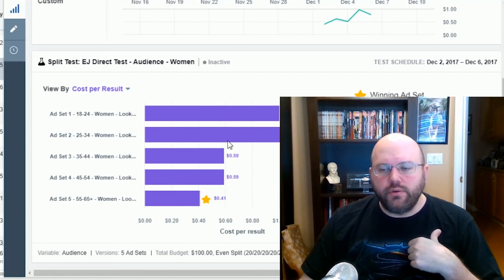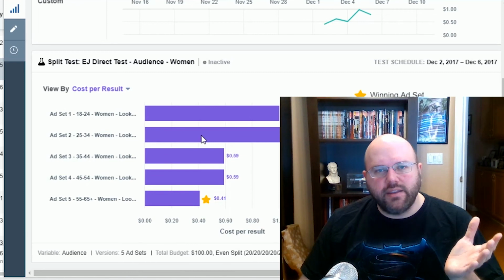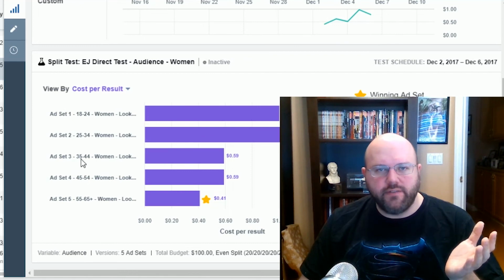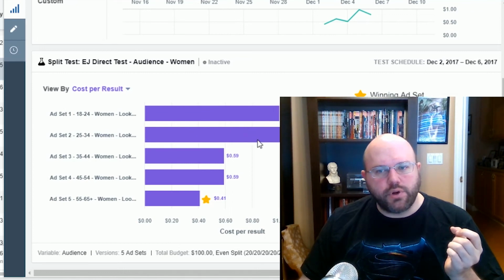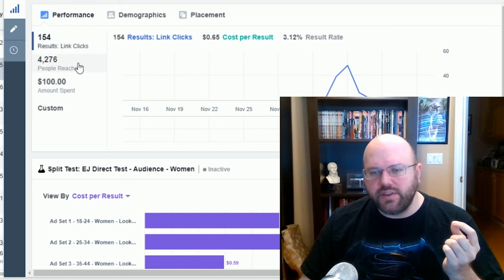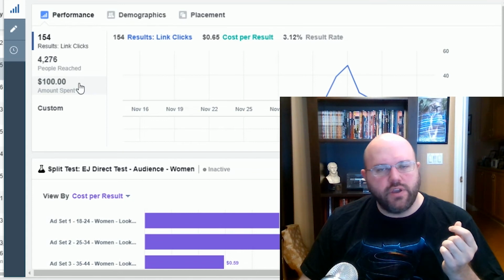So what I want to do is, when I create my audience to serve my ad to regularly, I only want to target women aged 35 and up and eliminate these 2 age ranges because they're going to be driving up my cost per click. So if we go back up here to the performance tab, you'll see this test got 154 link clicks. We reached 4,276 people, and I spent $100 on this test.